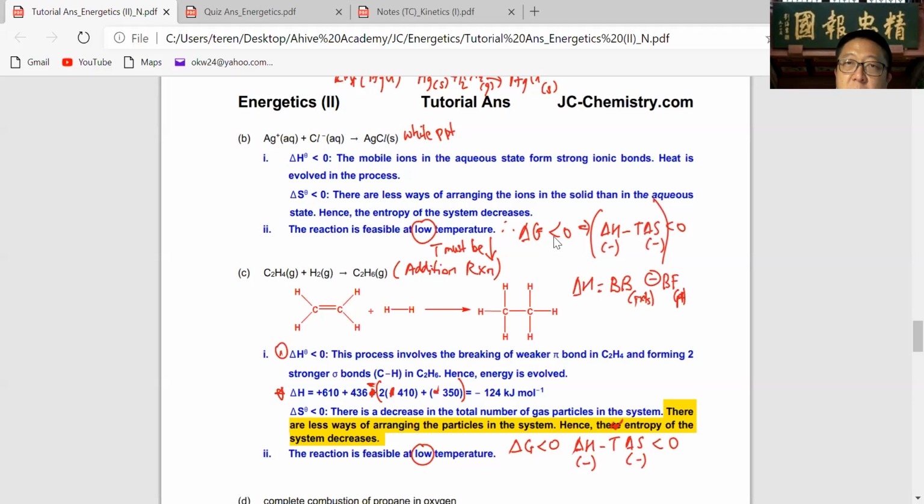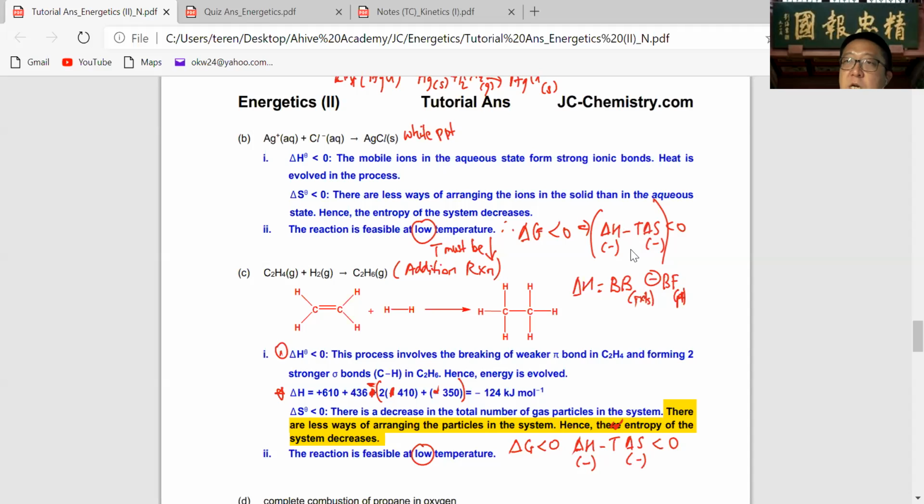So ideally, we want this Gibbs free energy to be less than 0, for any spontaneous reaction. Your entropy can be positive or negative depending on whether there's an increase or decrease in disorder. If delta S is positive, that means there's an increase in disorder, which is good. Remember there's one negative sign here.